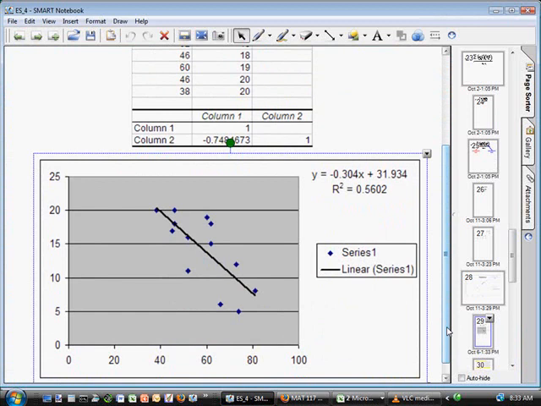As you can tell, they're grouped. They're definitely heading downhill, but they're certainly not perfect. There's some spread. That's why it's not negative 0.9 or something like that. Okay.